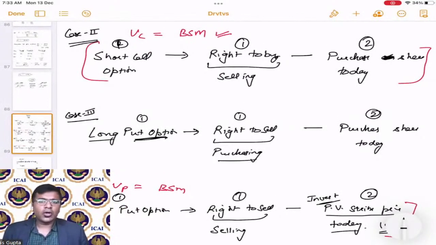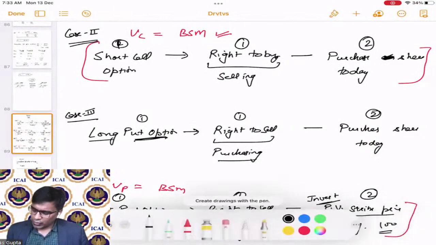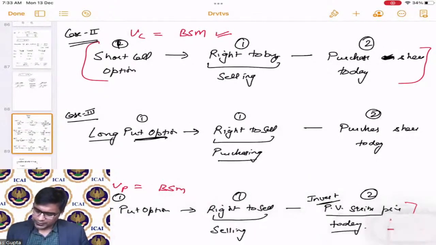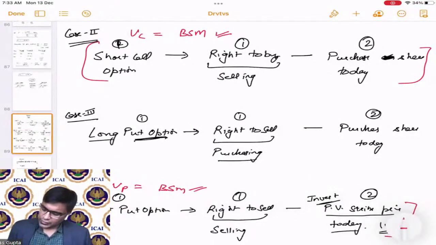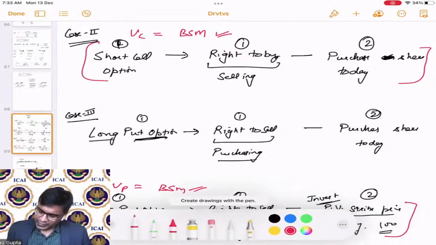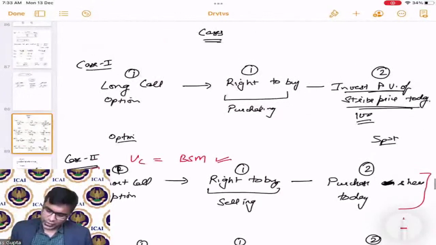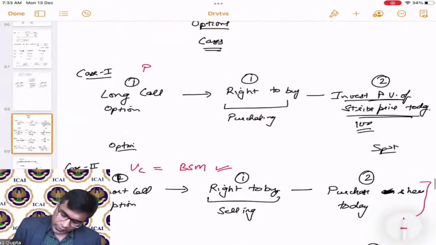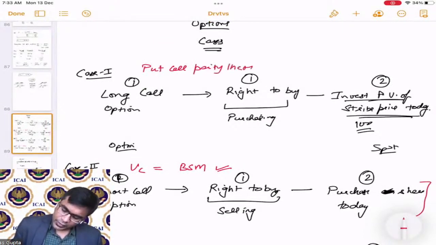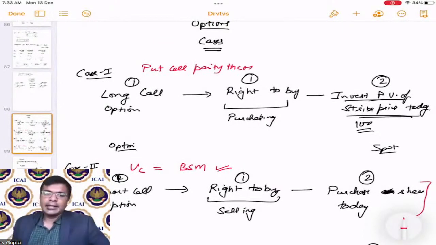For valuing the call option under the Black-Scholes model and valuing the put option under the Black-Scholes model. So this was also done and this was also done. Now we will use the balance 2 cases for the put call parity theory. So for the long call option, we are going to use put call parity theory.